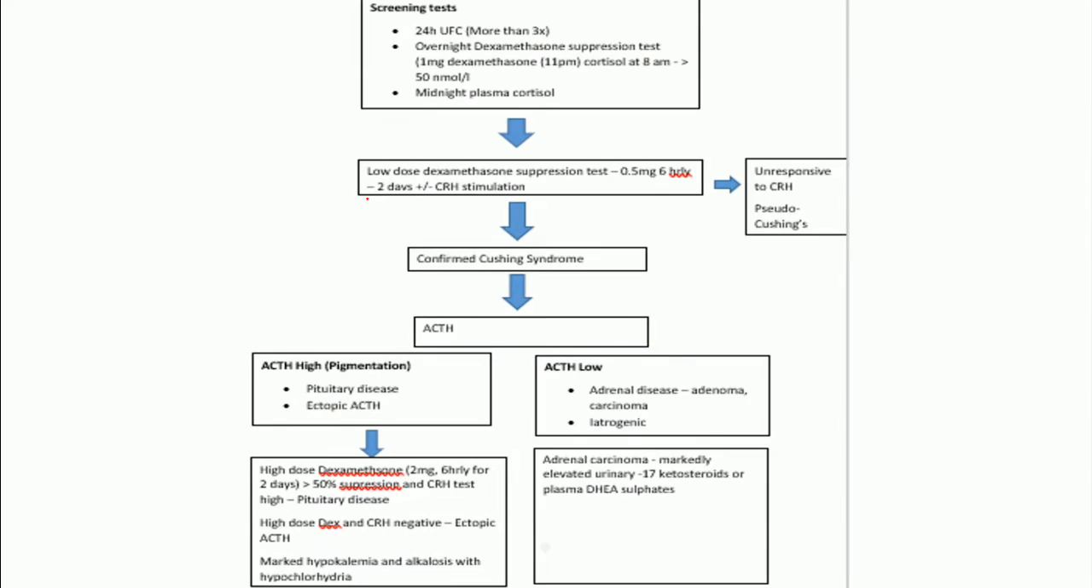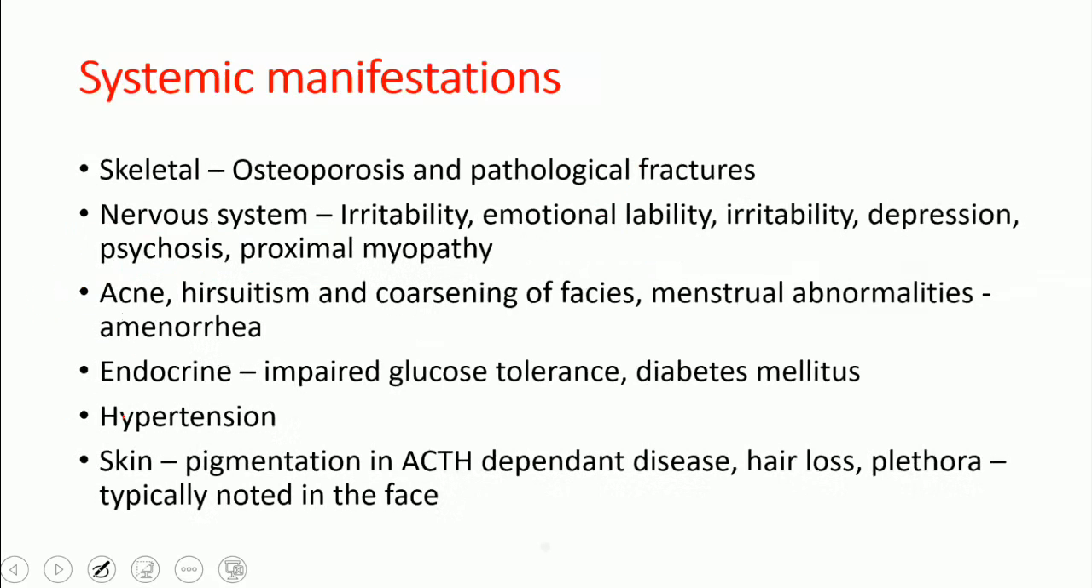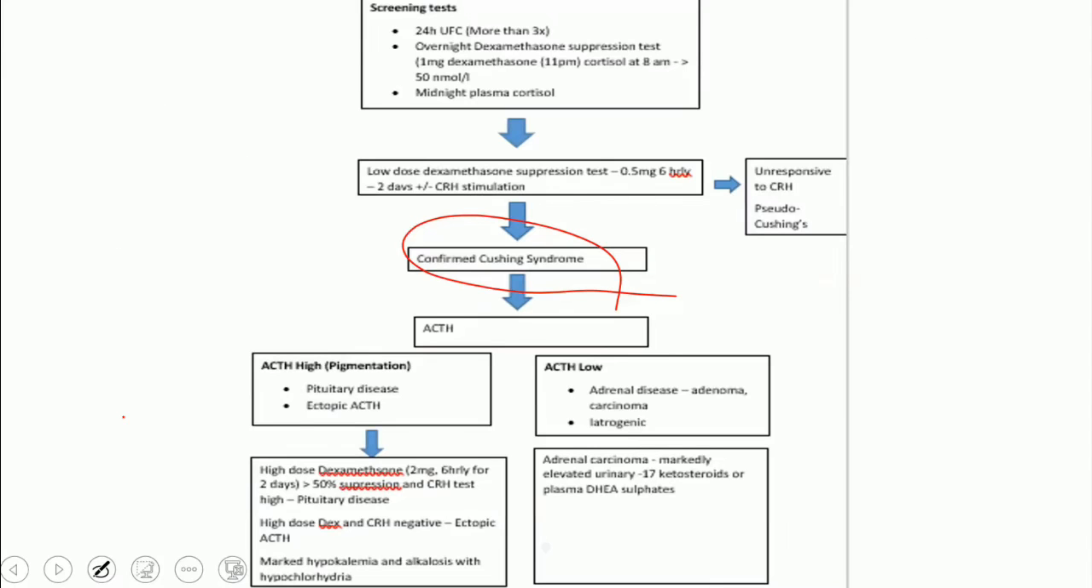So once you go through your screening processes, 24-hour urine cortisol, overnight dexamethasone, or a midnight salivary cortisol, now you move on to confirmation with a low dose dexamethasone. And if they cannot suppress their steroids with a low dose dexamethasone suppression test, you will diagnose Cushing's syndrome. Right. So let's go back to that MCQ. Random serum cortisol, again I emphasize that it has no use in diagnosing Cushing's syndrome. Right? Even though it has a utility in Addison's, or adrenal insufficiency, it doesn't have a place in Cushing's. Right. Okay. Any questions up to now?